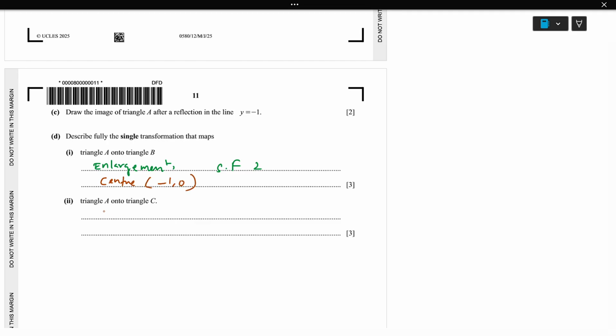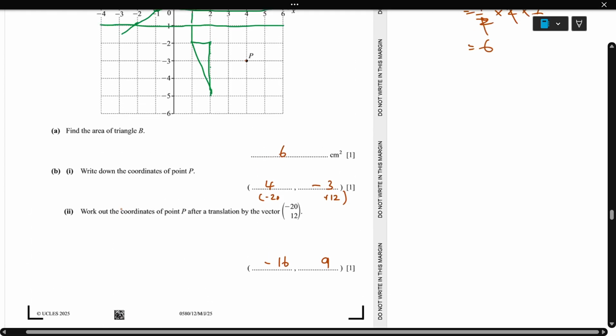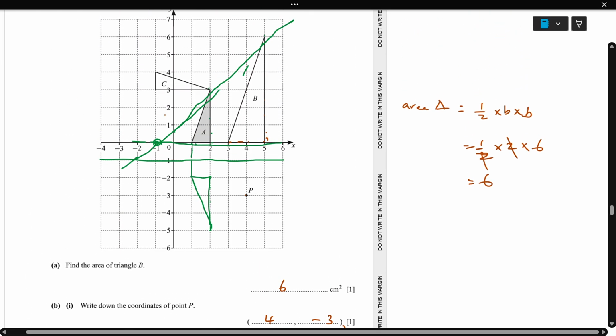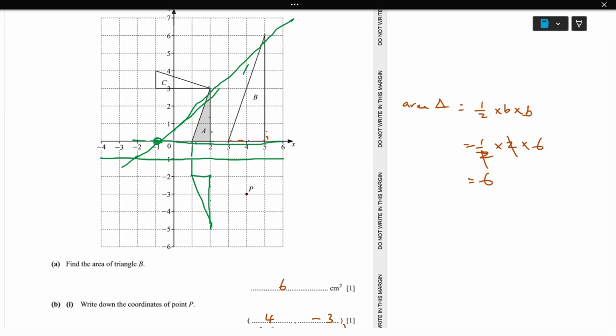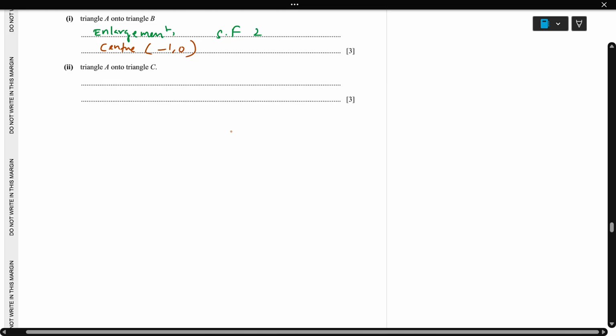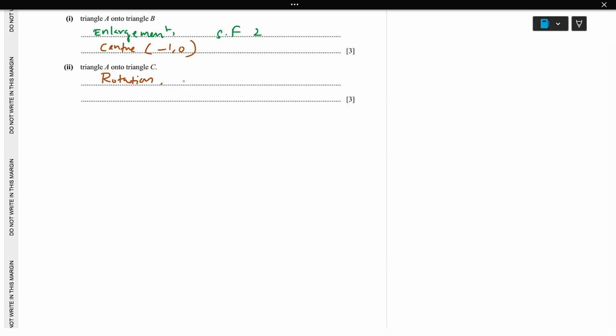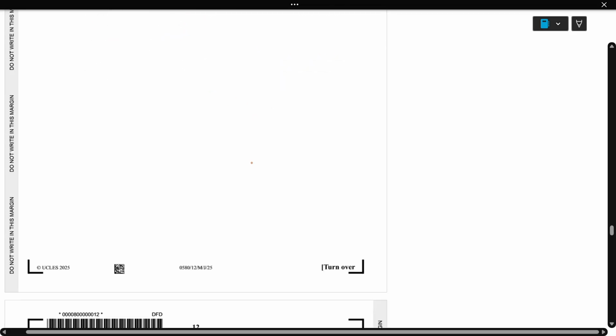-1, 0. Next, triangle A onto triangle C. Triangle A onto triangle C. Yeah, use tracing paper. So use tracing paper and draw this and just rotate and find the center. So it's a rotation. Okay, so 90 degrees clockwise. Center 2, 3. That is what you are going to get.